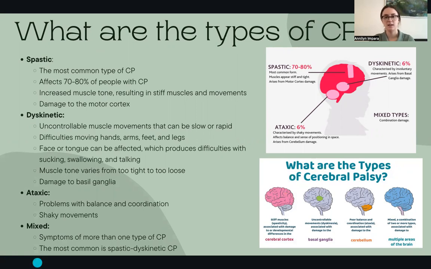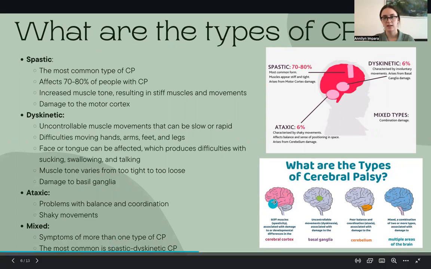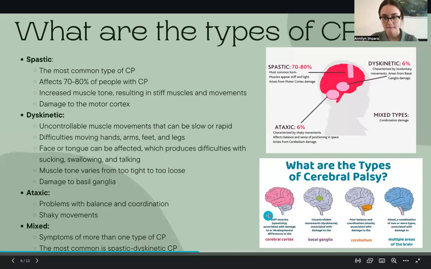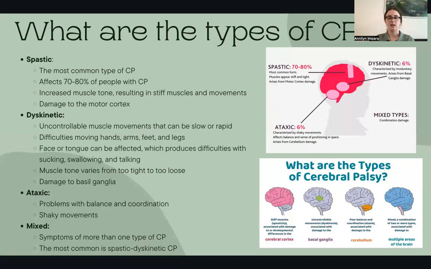And as we can see here and here, the damage is to the motor cortex or the cerebral cortex, which is what makes the muscles appear stiff and tight. So the next type of CP is dyskinetic, which only affects 6% of the population.